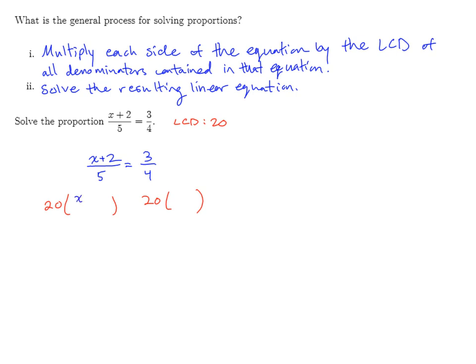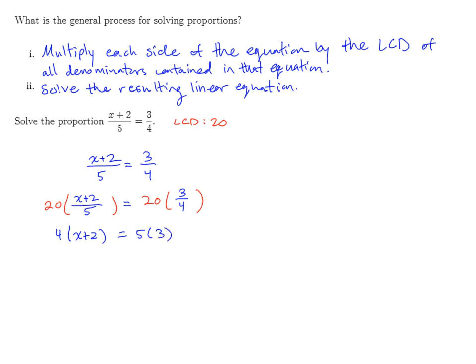Now, because I've chosen the LCD, each of these denominators will be a factor of it. So 20 and 5 will cancel and simplify down to a 4. So I'll have a factor of 4 remaining on this left side. So I'll have 4 times the quantity x plus 2. And on the right, 20 times 3 divided by 4, 20 and 4 simplify down to 5. So I'm going to have 5 times 3.